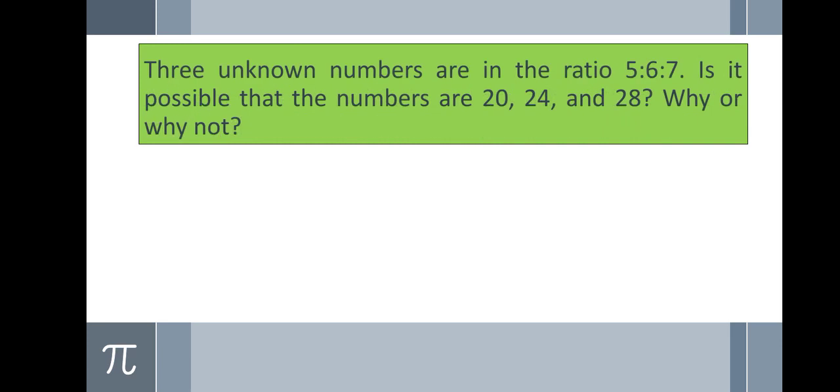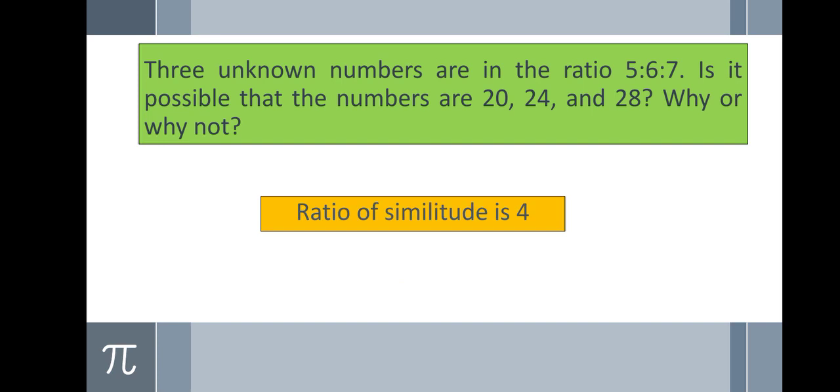Three numbers are in the ratio 5:6:7. Is it possible that the numbers are 20, 24, and 28? Why or why not? Here we'll use the ratio of proportion, or ratio of similitude. As you can see, our ratio is 5:6:7, and the possible numbers are 20, 24, and 28.